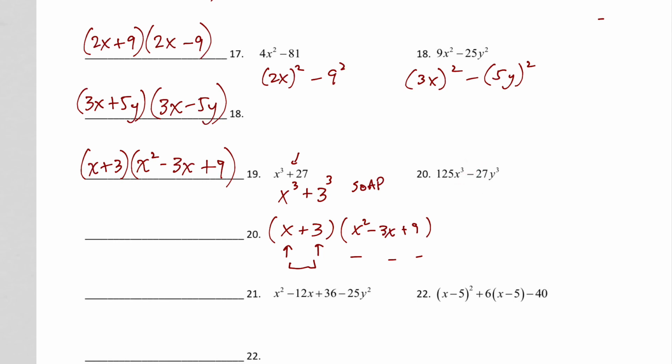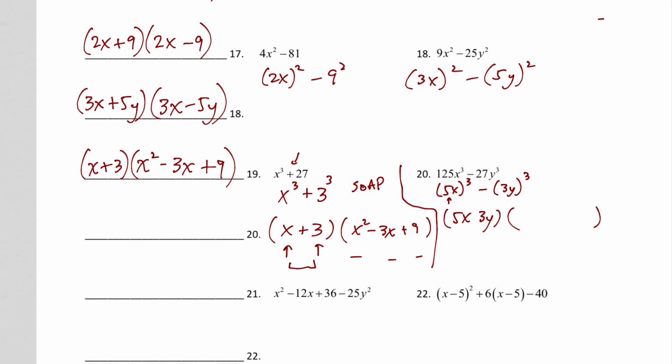Okay, again we have a sum or difference of two cubes. So first identify what the cube root items are. This is 5x cubed minus 3y cubed. And then you're going to make a small parentheses and a larger one. The small one gets your cube root items, and then you're going to go square, product, square.